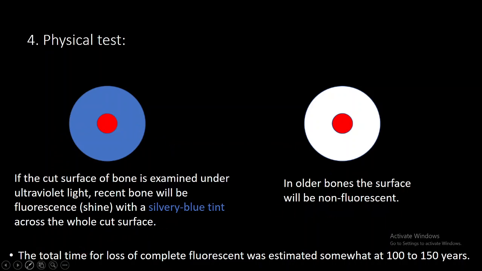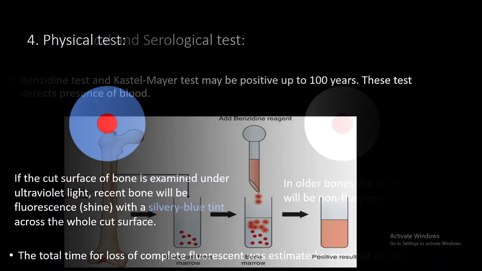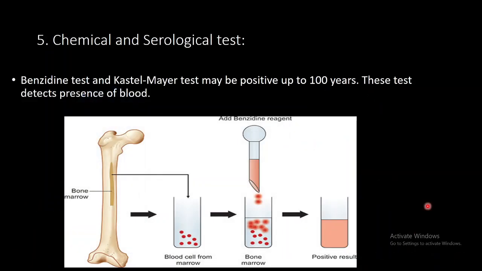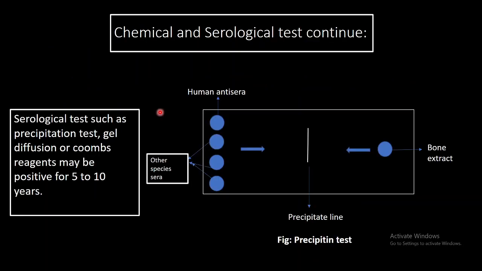The total time for loss of complete fluorescence was estimated at somewhere around 100 to 150 years. Now the fifth method is chemical and serological tests, to identify old and new bone. Another is the benzidine test or the Casimir test, which may be positive up to 100 years. This test also detects the presence of blood.